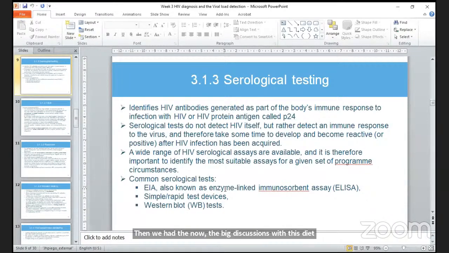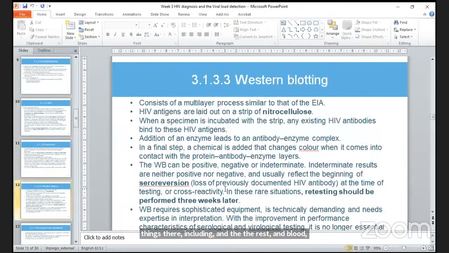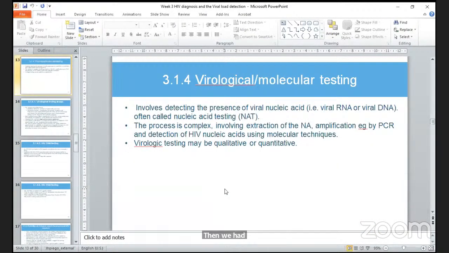Again, you can see from your screen, you have so many things there, including the ELISA, or the enzyme-linked immunosorbent assay, the Western blot, and the simple or the rapid test. Then we had the virological testing, or what we call molecular testing, or nucleic acid test. And we said there are 2 types. Here it involves the extraction of the nucleic acid, be it the RNA or the DNA. After conversion, we talked about the PCR technique that is normally used during the molecular testing. We also discussed the qualitative and quantitative types of virologic test.